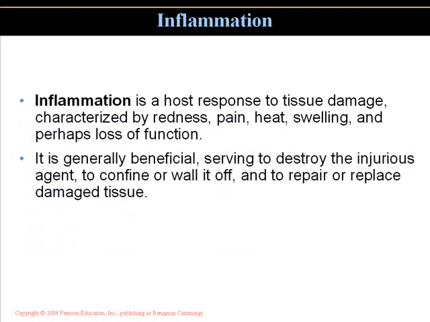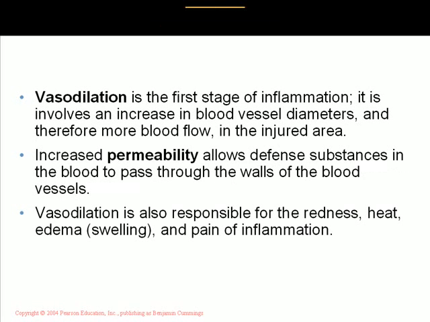Now, another part of the host response is inflammation. Inflammation is a host response to tissue damage characterized by redness, pain, heat, swelling, and perhaps loss of function. In general, it's beneficial because it serves to destroy the injurious agent and confines or walls it off to allow repair or replacement of damaged tissue. So the inflammatory host response is very important, and again, it can be beneficial. As we think about inflammation, we think about the redness, the heat, the pain that it generates, and we may think that's a negative impact, but it does serve a very important purpose in the body.